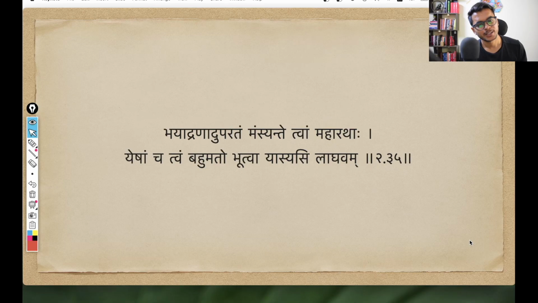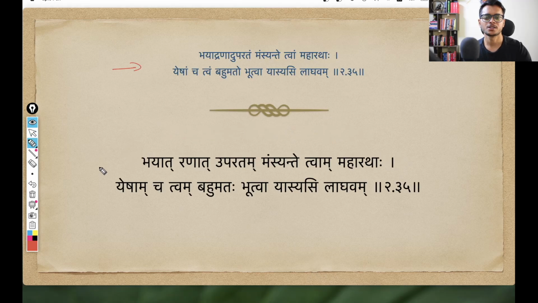Okay, so this is the shloka that we have today. Let me go through the shloka once. Bhayad ranaduparatam mamsyante tvam maharathaha yesham cha tvam bahumato bhutva yasyasi laghavam. Okay, so this is the original shloka and this is the Sandhi Vichcheda of the shloka.